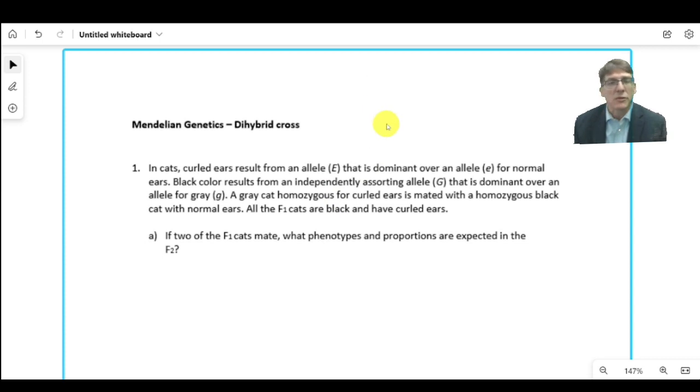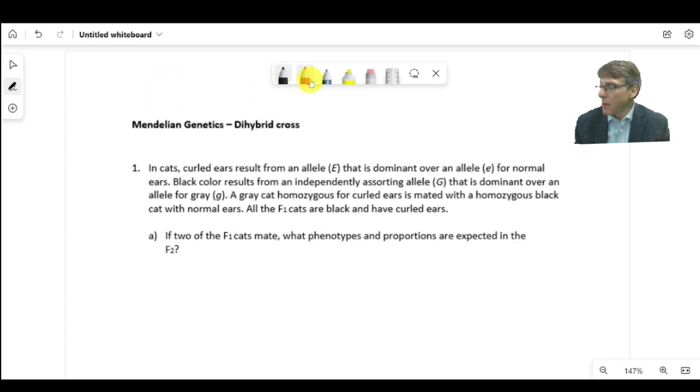So when we look at this problem, it's talking about cats, and that cats could either have curled ears or normal ears, and the cats can either be black or they can be gray. Now, we're told in the problem that the curled ears in the cats results from an allele we're going to call capital E, and we're told that this allele is dominant over the recessive allele, which gives normal ears. So what that means is when we have a cat that has a genotype E with a big E and anything else, that genotype is going to equal curled ears.